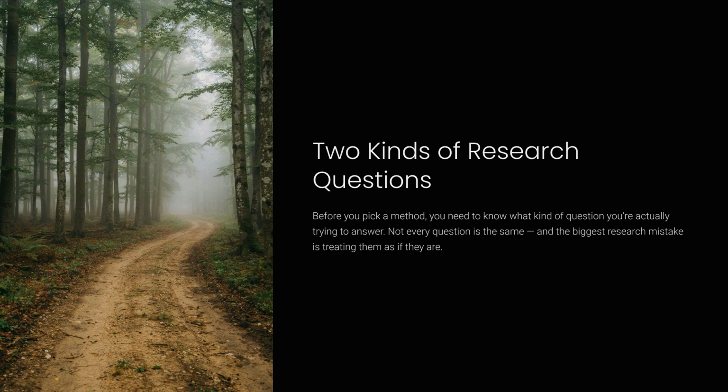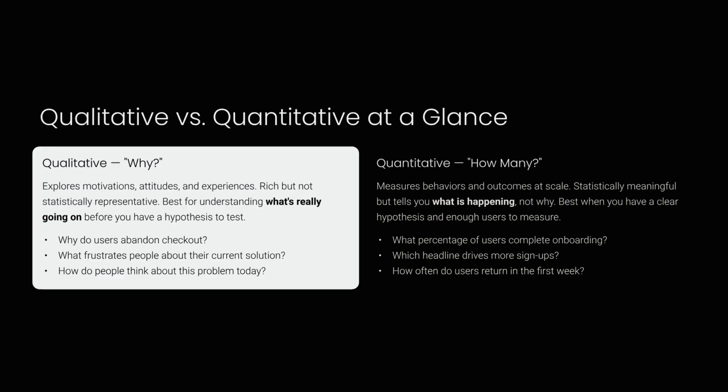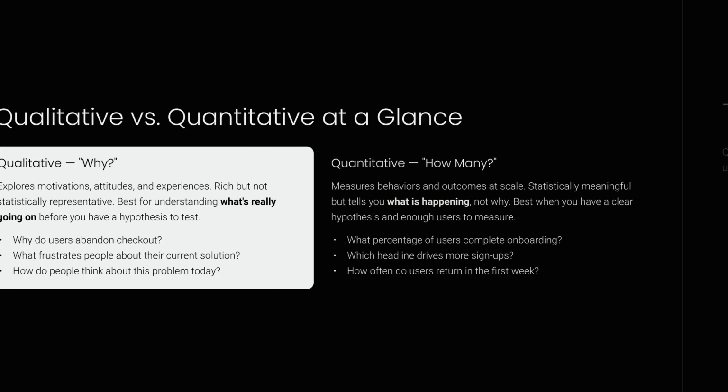Not every research question is the same, and a common mistake is treating them as if they are. At a glance, qualitative research asks why to explore motivations and experiences. It is best used before you have a clear hypothesis. Quantitative research, however, asks how many to measure behavior at scale. It is best used when you have a specific hypothesis to test.